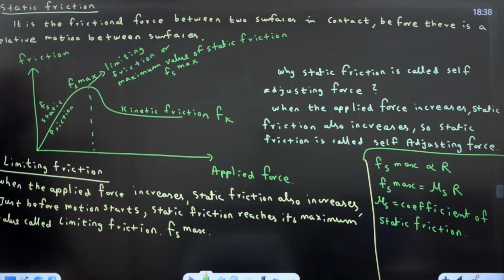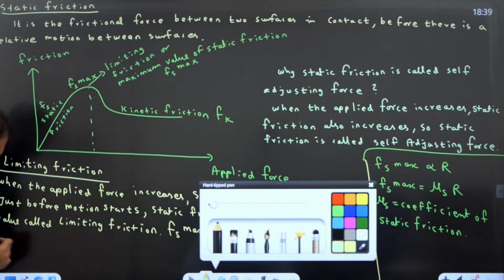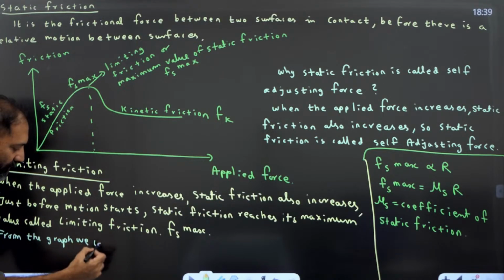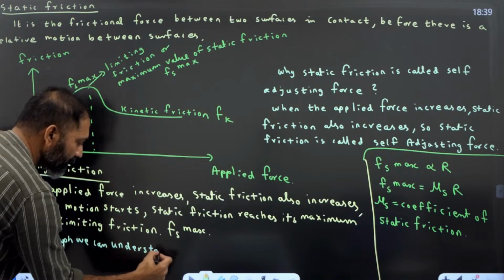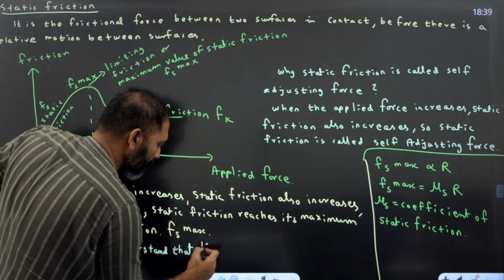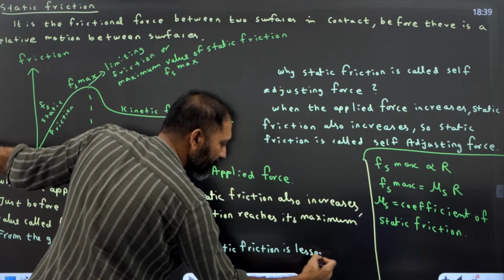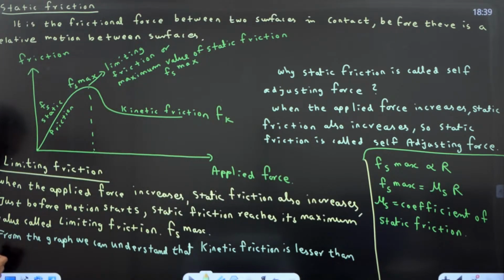Any doubt? This graph is very important. Now, from the graph we can understand that kinetic friction is lesser than the maximum value of static friction. Any doubt? The graph is very important.